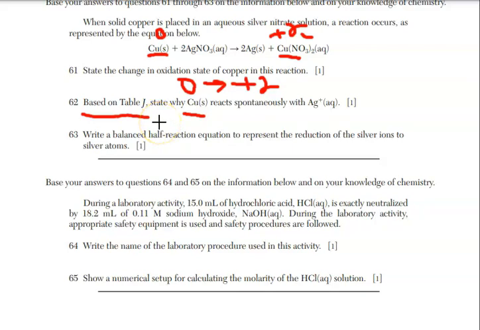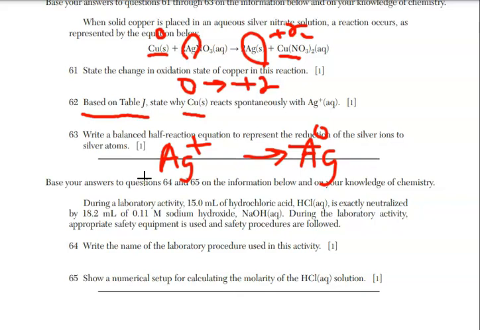For 63, write a balanced half-reaction equation to represent the reduction of the silver ions to silver atoms. You got a little hint there from the Ag+ from 62, and if we take a look at the equation, silver nitrate, Ag is a +1, so all we would do is write Ag+. It's going to be Ag as an atom, which has an oxidation number of 0. Now, when the oxidation number is becoming more negative, we have reduction, which is the gain of electrons, and silver is gaining electrons. So we would put in the +e-. There's your half reaction for 63.